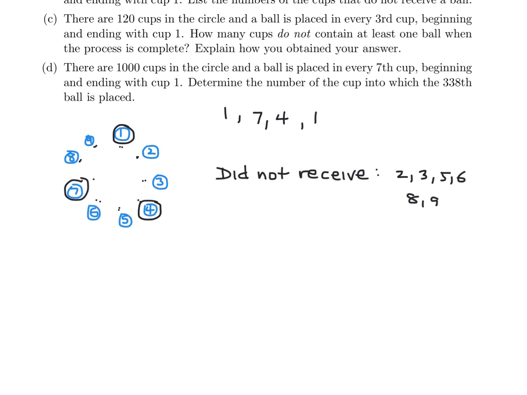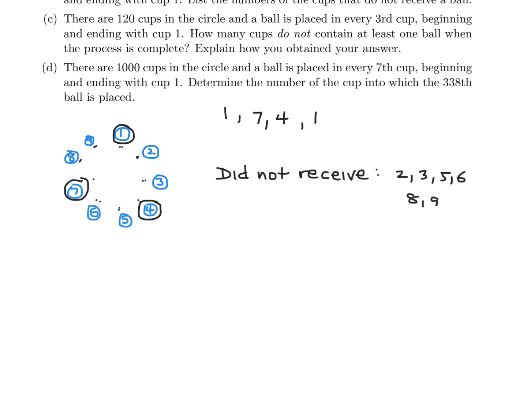Part B, or C actually. There are 120 cups this time in a circle, and a ball is placed in every 3rd cup, beginning and ending with cup 1. How many cups do not contain at least 1 ball when the process is complete? Explain how you got your answer.